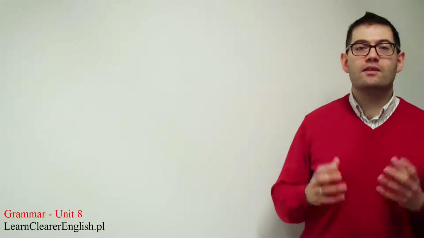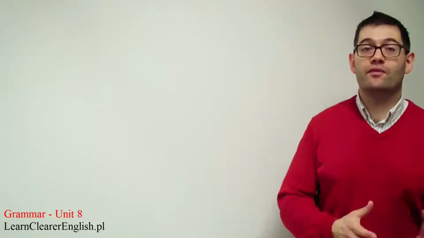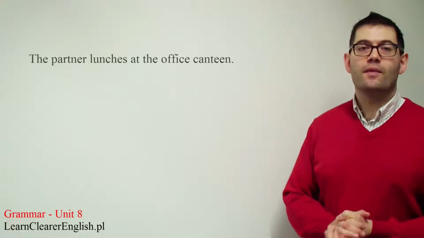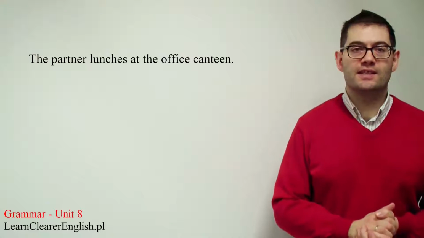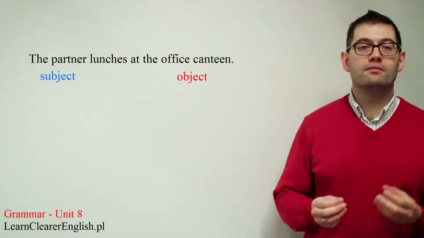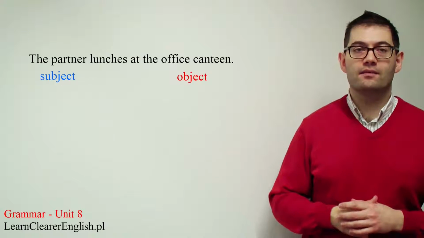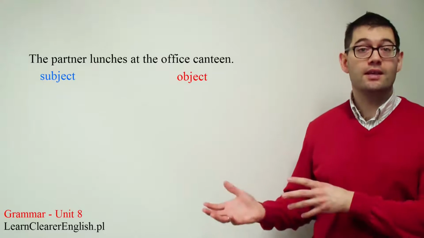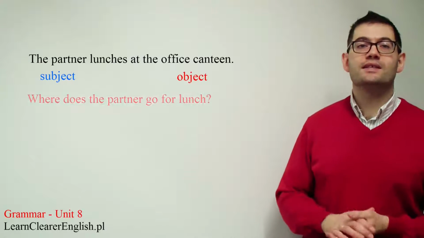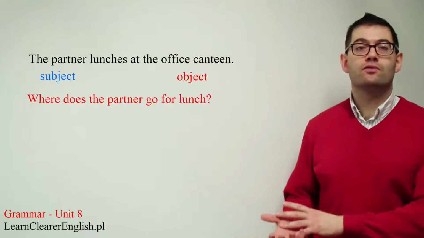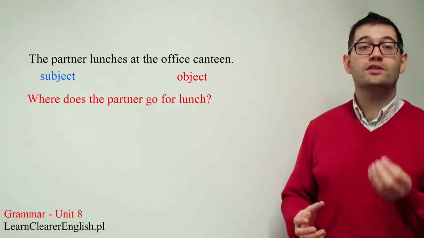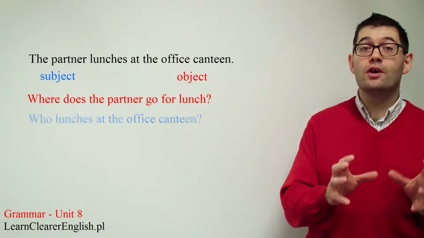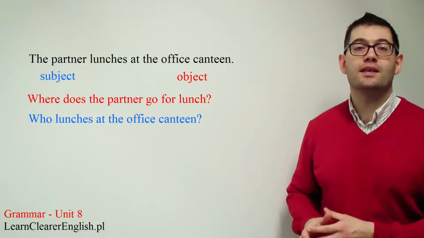At the beginning of the video, I said that the object question forms are different to subject question forms. Well, let's consider an example sentence. The partner lunches at the office canteen. The subject is the partner, the object is the office canteen. To find out the object, that is the location, in this case the canteen, we would use the QUASM formula and say, where does the partner go for lunch? To find out the subject, in other words, who is lunching, we need to keep the word order from the original sentence. Who lunches at the office canteen?